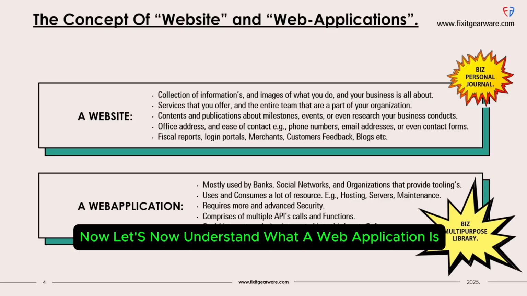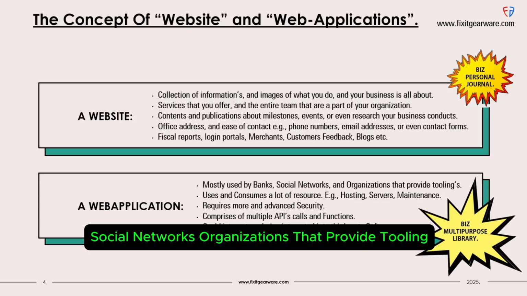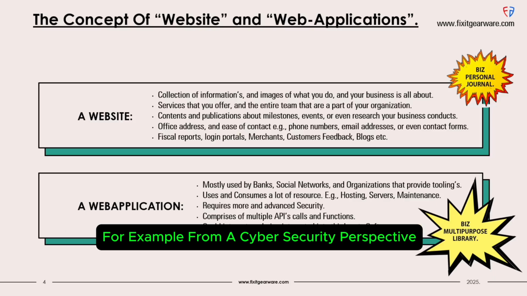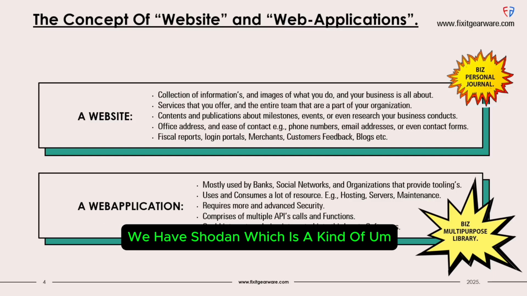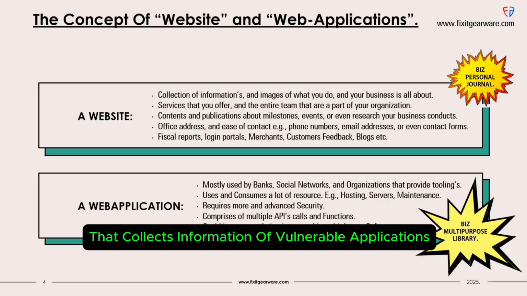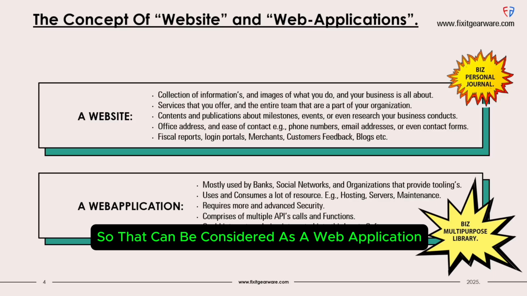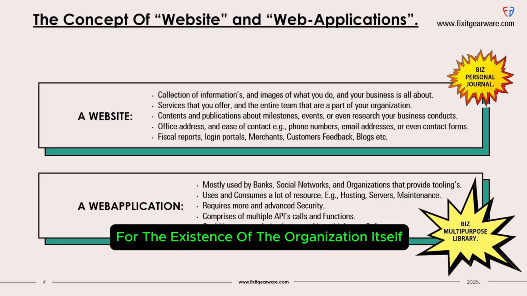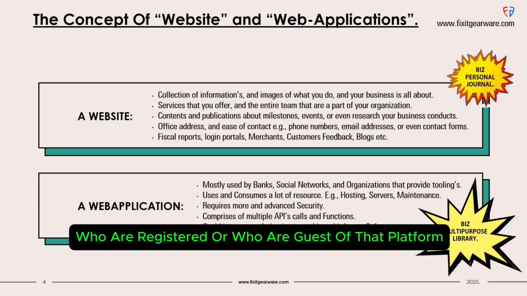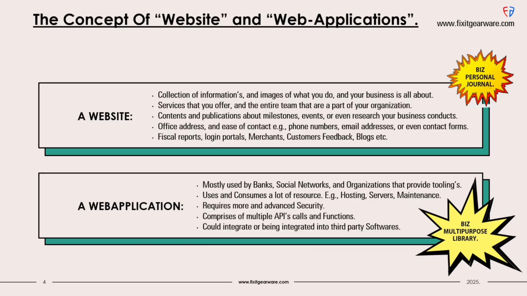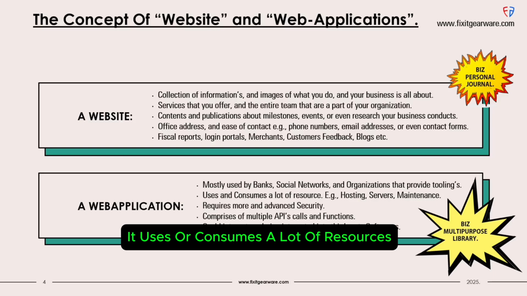Now, let's understand what a web application is all about and how it is different from a website. Web applications are mostly used by banks, social networks, organizations that provide tooling, and even the medical field. When we talk about organizations that provide tooling, for example, from a cybersecurity perspective, we have Shodan, which is a kind of online repository that collects information on vulnerable applications or websites that have sensitive data exposed across the internet. That can be considered a web application because it's not just for the existence of the organization itself, but also has plausible information that can be accessed by other users who are registered or who are guests of that platform, which is owned by the owner of that web application. In this case, Shodan.io.